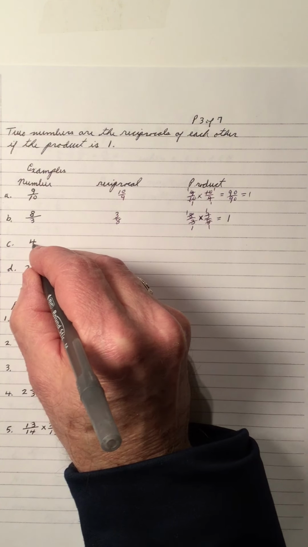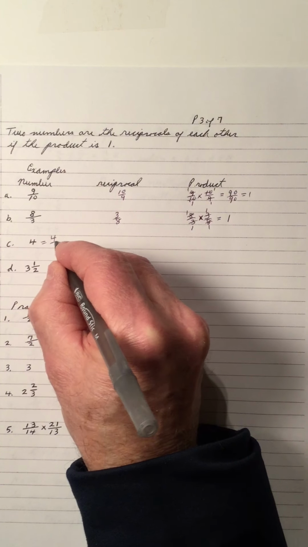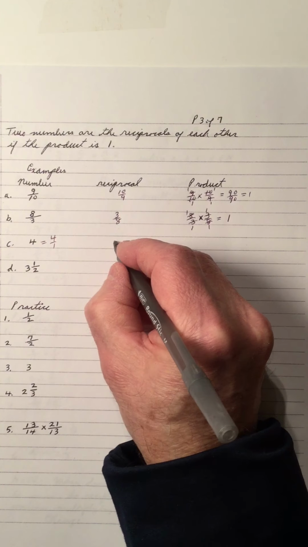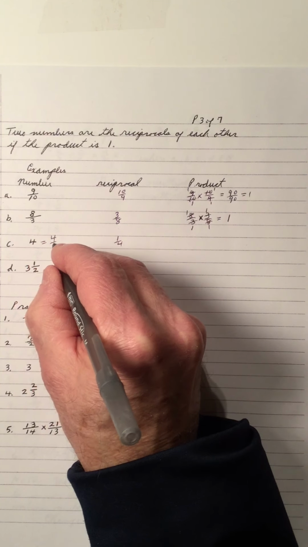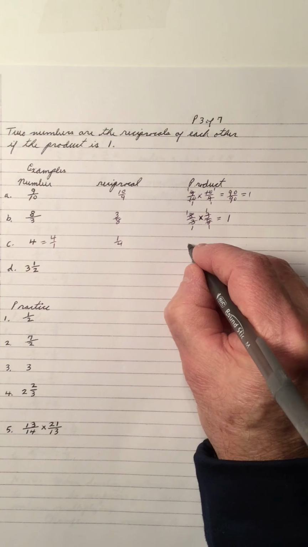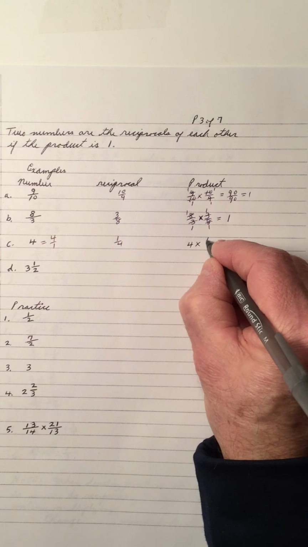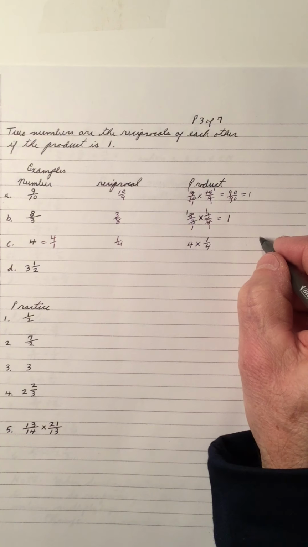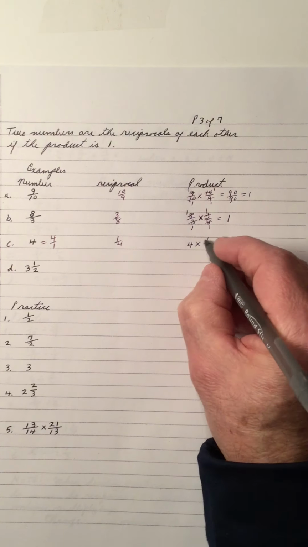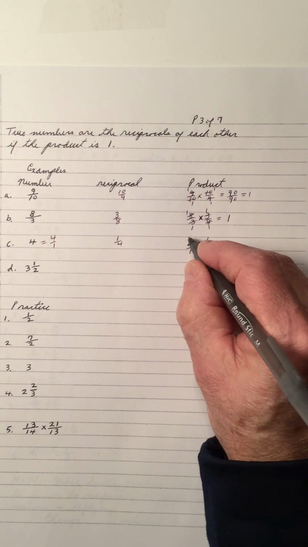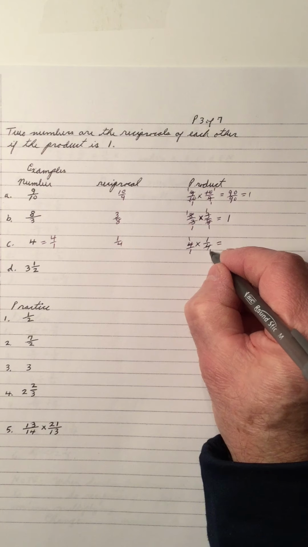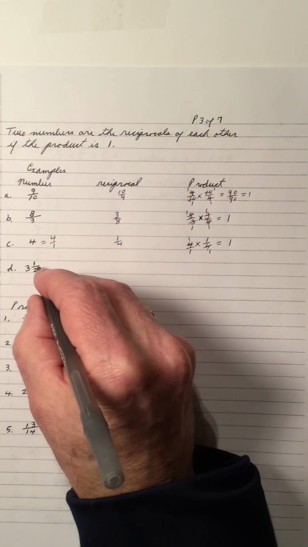Reciprocal of 4: 4 is understood to be 4 over 1. Therefore, the reciprocal is 1 over 4. Again, put the 4 over 1, and you flip it. You get a reciprocal. So 4 times its reciprocal, 1 over 4, is 1. So notice the 4 is 4 over 1. The 4's cancel. 4 into 4 goes once. I get 1 over 1.